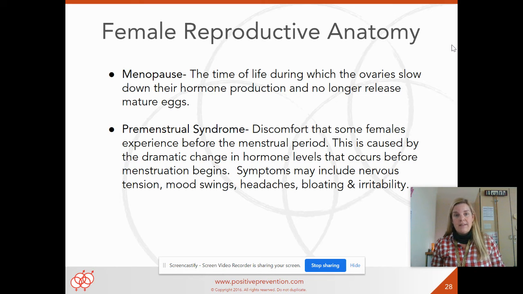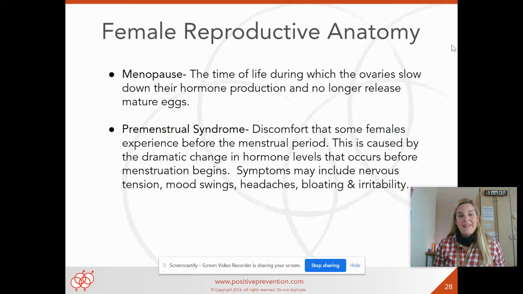Okay, so this menstrual cycle, 28 days, it starts in puberty, and then it just happens over and over and over until a female reaches menopause. And this is the time of life during which the ovaries slow down their hormone production and no longer release mature eggs. This happens somewhere around age 50. For some, it's a little earlier, for some, it's a little later. So when a female reaches menopause, that would mean that if she's not releasing eggs anymore, she can't get pregnant anymore.